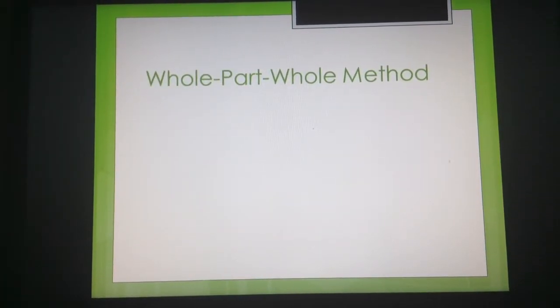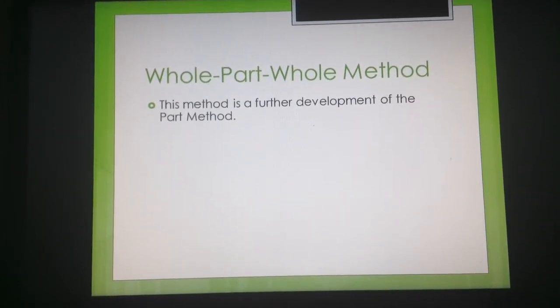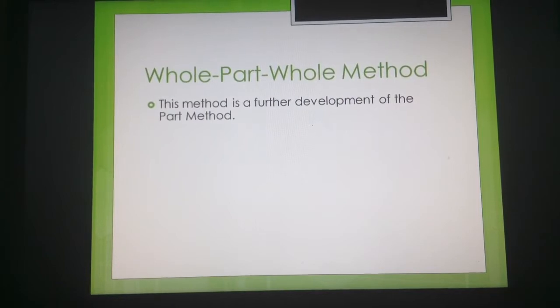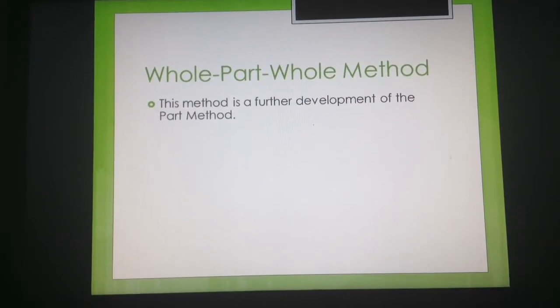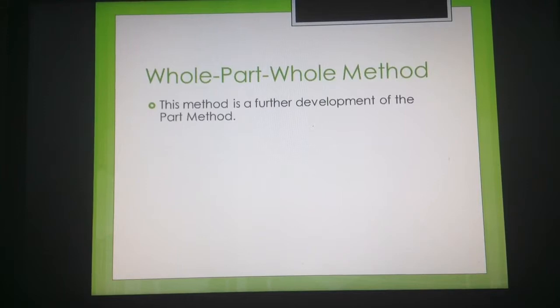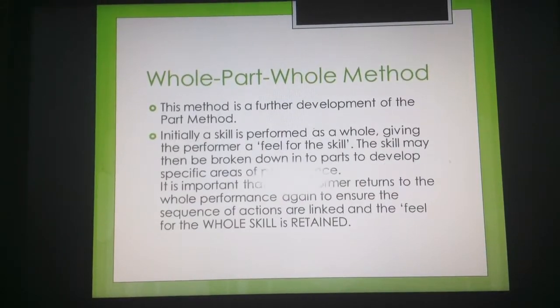And finally, again, what it says on the tin, the whole part whole method is a further development of the part method. If you remember, we said we could focus on those distinct certain parts of our skill that were a weakness. So it could be taken out of a whole skill, a part that we need to develop a little bit further before putting it back into the whole skill itself.